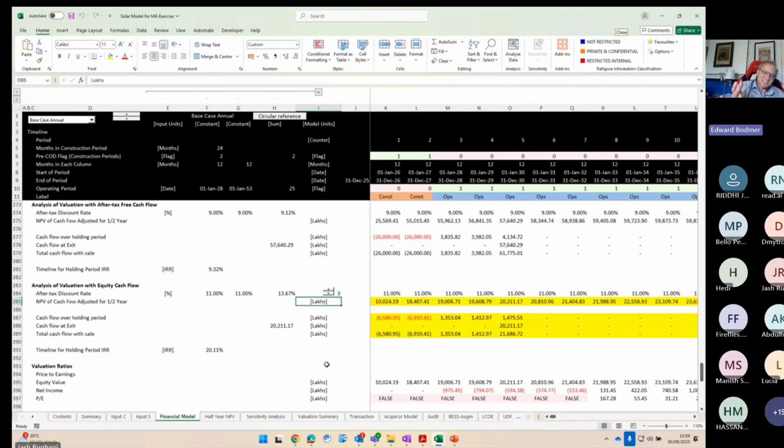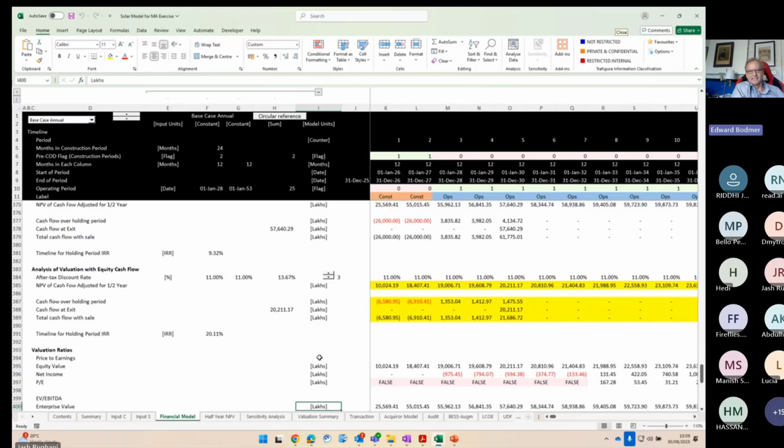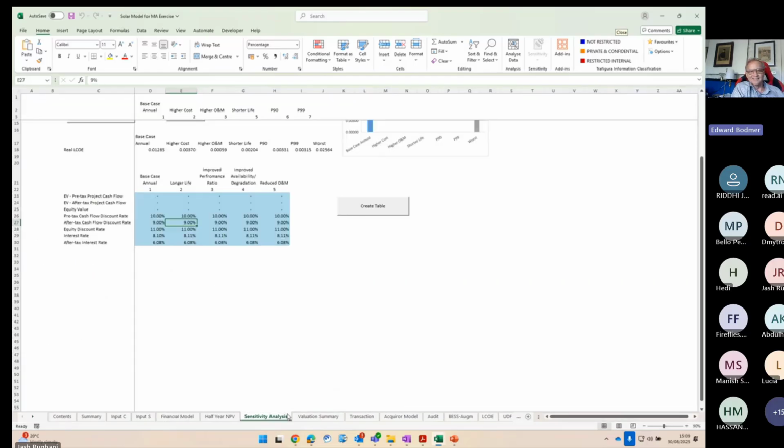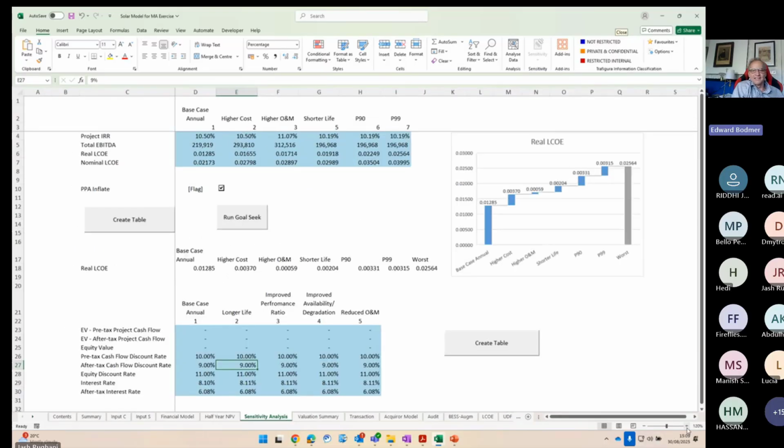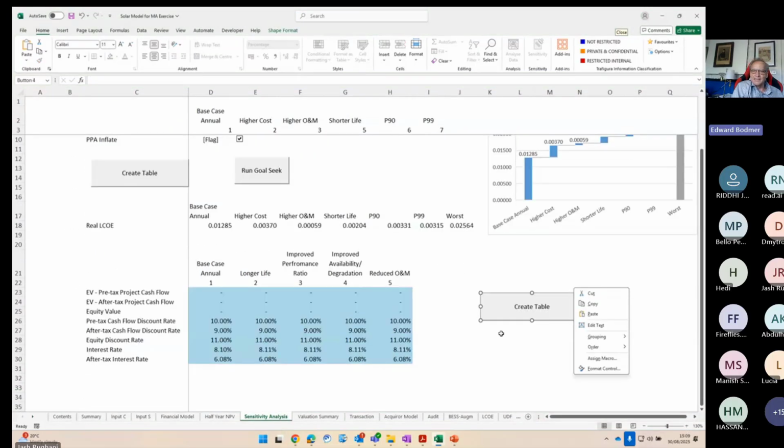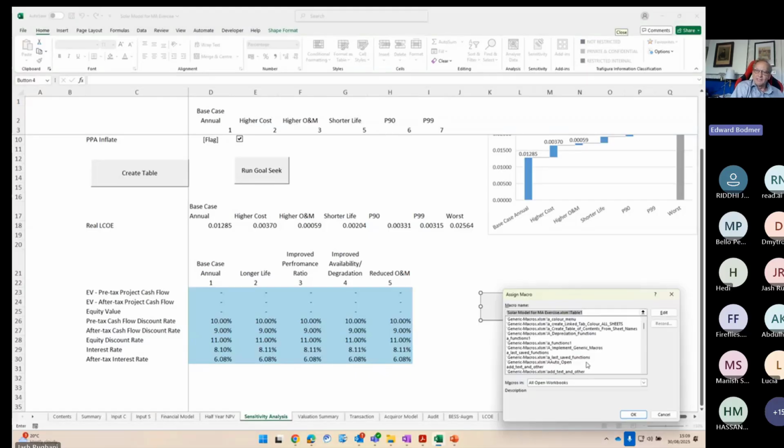So that's the seller perspective. Let's go to the one called sensitivity analysis. Right click on that thing that says create table. This is a little bit of review from last time, and press assign macro. Now that blue area, and press edit.